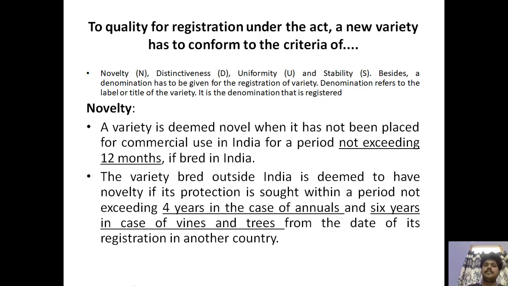First, coming to novelty. Here these terms are defined in a different way when compared to UPOV. A variety is deemed novel when it has not been placed for commercial use in India for a period exceeding 12 months if bred in India. For varieties bred outside, India deems novelty if protection is sought within a period not exceeding 4 years in the case of annuals and 6 years in the case of vines and trees from the date of registration.